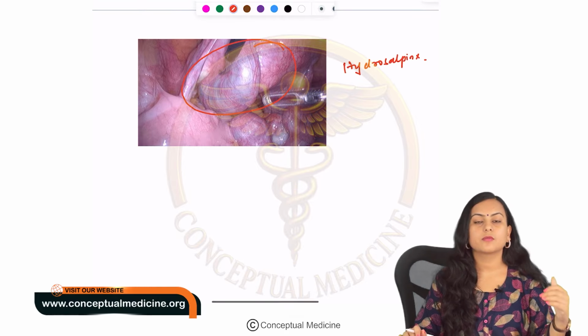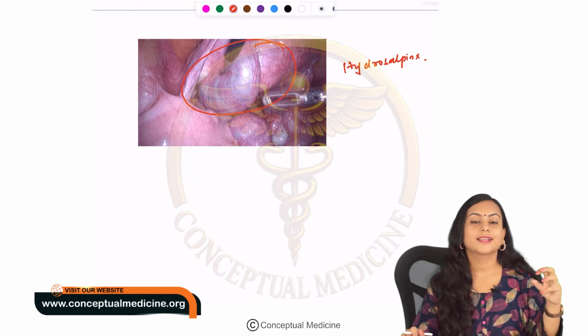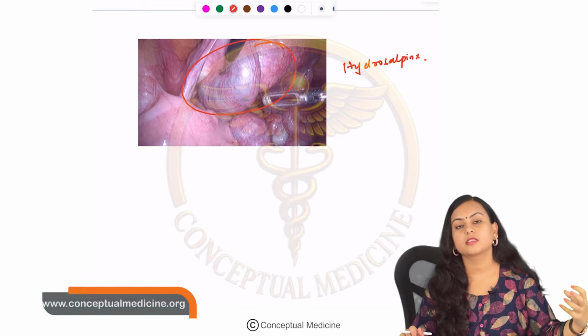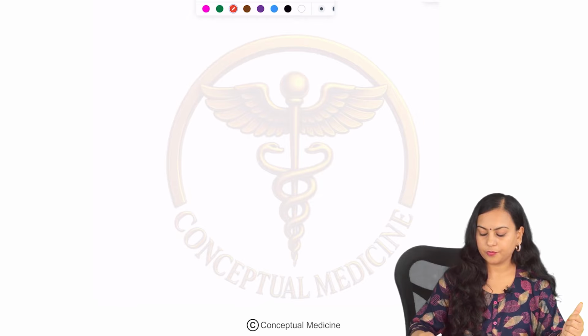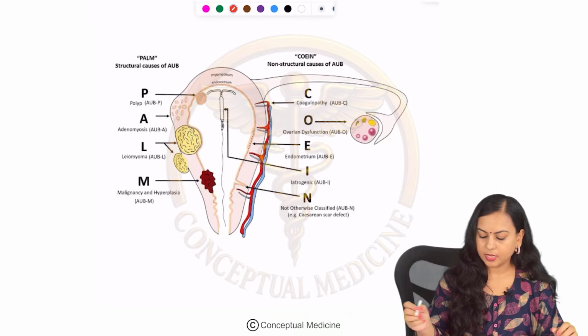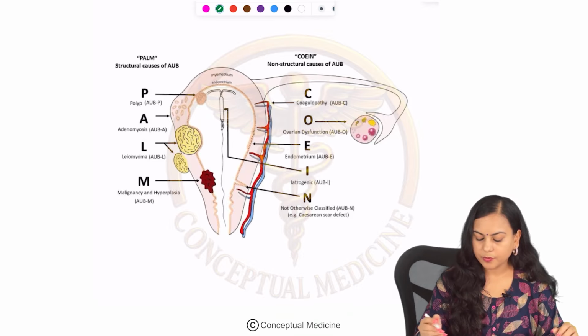Hydrosalpinx will be a cause of infertility because the collection, that is the fluid that is present inside the tube, is going to be toxic to the fertilized embryo. Embryo toxic, right.